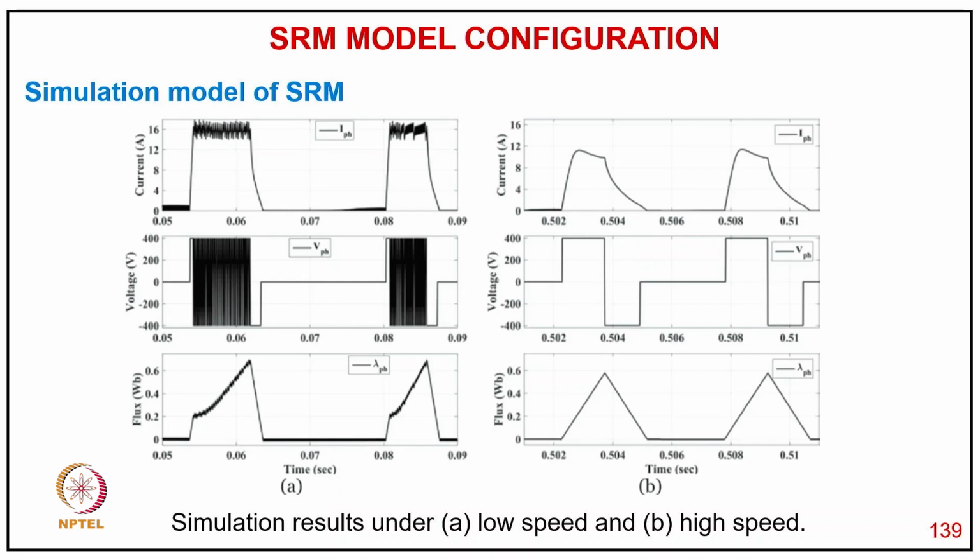So for low speed we have a chopping mode. You can see the voltage in the chopping mode we are exciting, and there is a ripple current at the top. It takes some time to build up the current and reduce it, and then you see how the flux is also produced. Flux is also not constant, as it is changing.